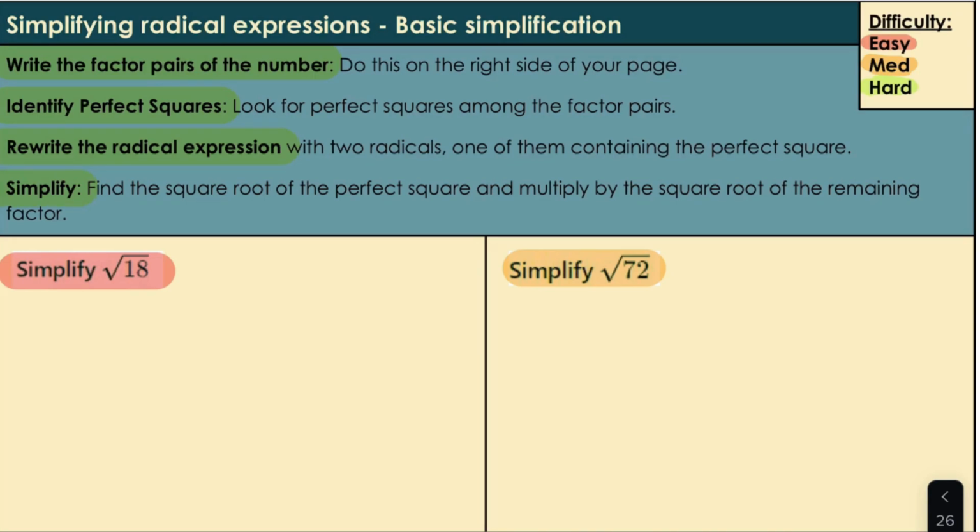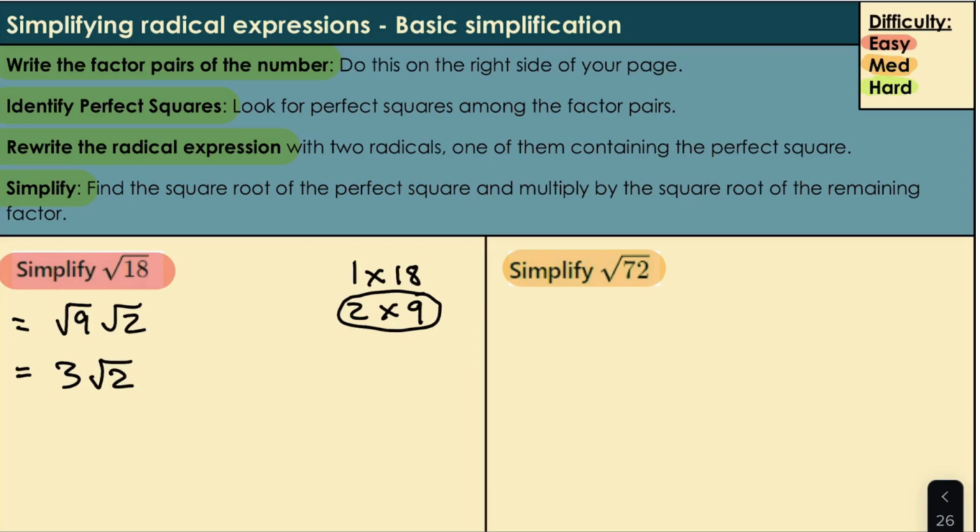So we first write the factor pairs of the number on the right hand side. Step 2, identify perfect squares. Now, just looking at this, already I can see a perfect square. I see 9. Step 3, rewrite the radical expression. So I know that root 18 is root 9 multiplied by root 2. We then simplify. The square root of 9 is 3, and we still have our root 2. And we're done.